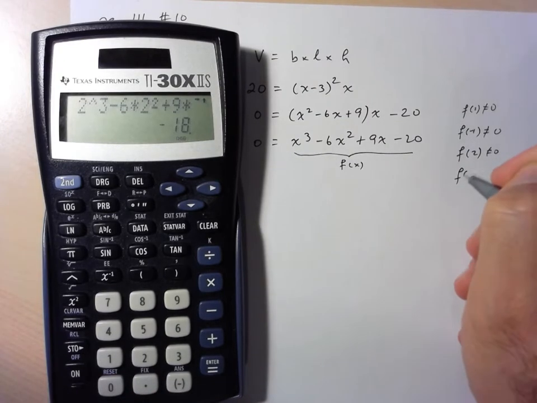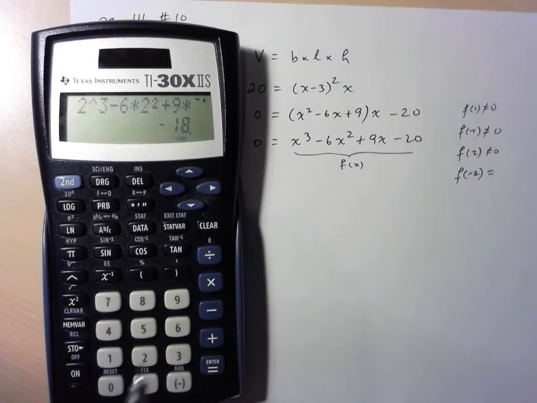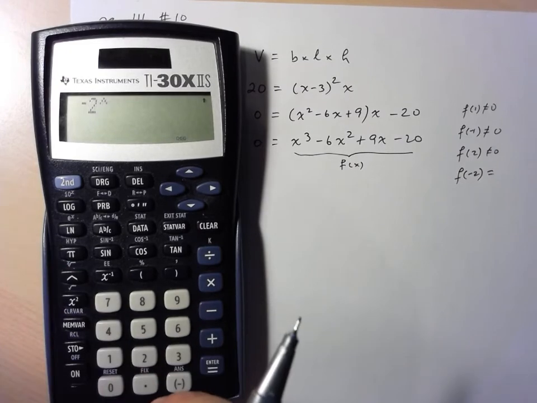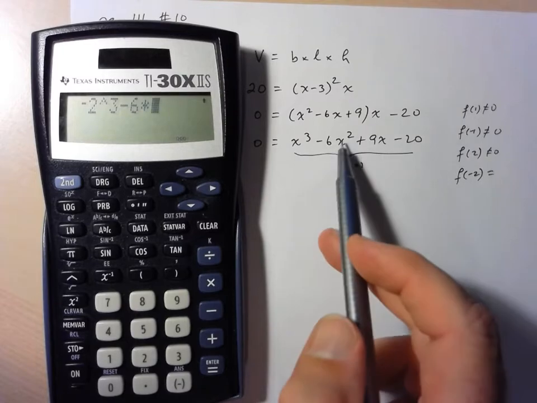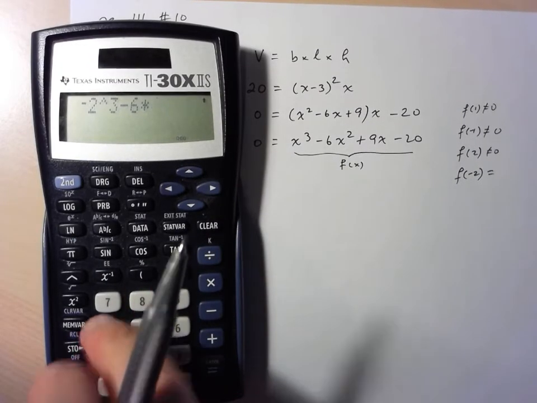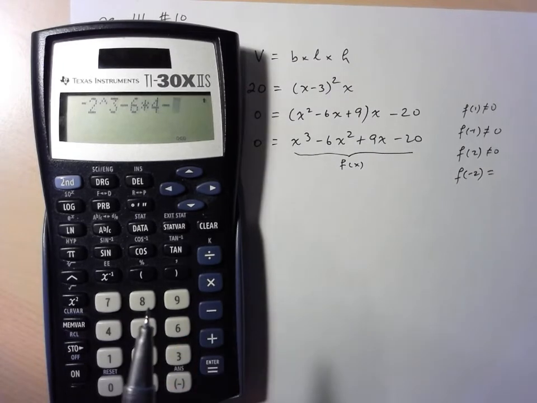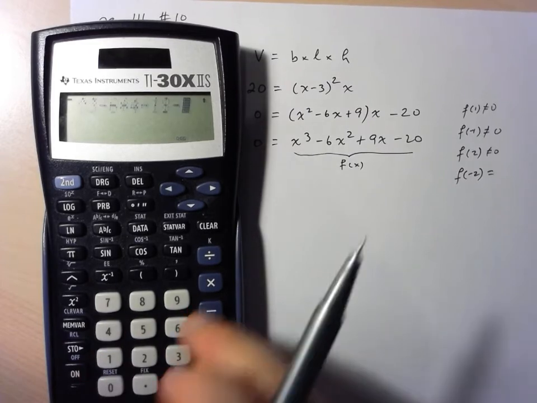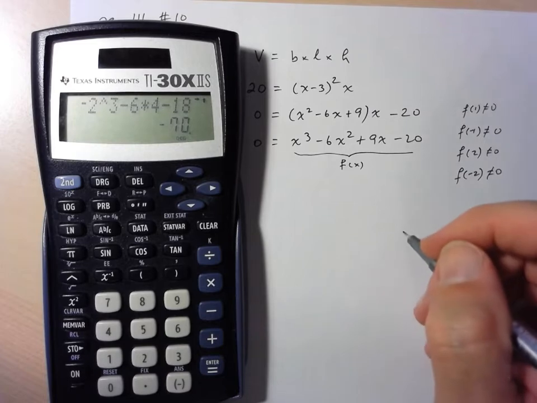So let's try f at negative 2. So this is going to be negative 2 cubed, minus 6 times, well, negative 2 squared is going to be 4, so to avoid having to use brackets, I was able to do that in my head, so times 4. Then this is going to end up being a subtraction since it's a negative number, so minus 9 times 2 is 18, and then minus 20, and that is not 0. Okay, let's move on to the next one.